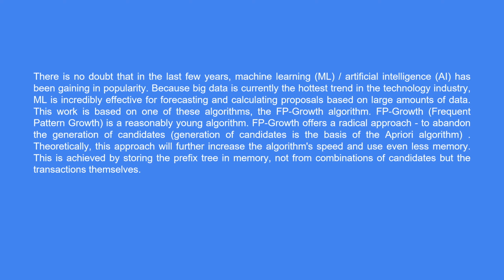This work is based on one of these algorithms, the FP growth algorithm. FP growth, or frequent pattern growth, is a reasonably young algorithm. FP growth offers a radical approach: to abandon the generation of candidates. Generation of candidates is the basis of the Apriori algorithm. Theoretically, this approach will further increase the algorithm's speed and use even less memory. This is achieved by storing the prefix tree in memory, built not from combinations of candidates, but from the transactions themselves.